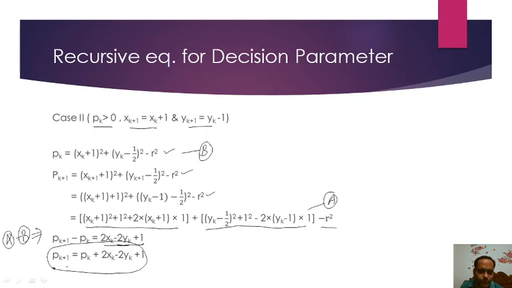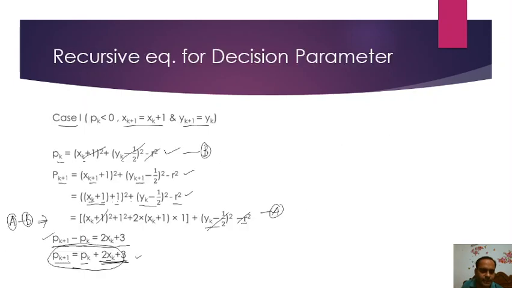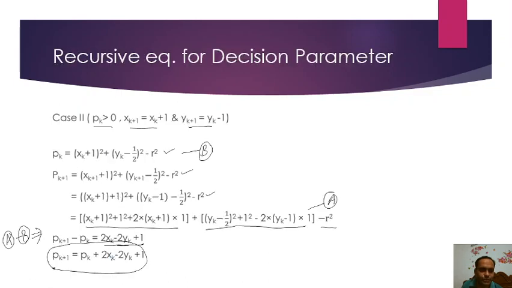So first of all we will identify the case. If it is case 1, then we will use this recursive equation for finding the decision parameter for the next point. And if it is case 2, then we will use this equation for the decision parameter for the next point. But where to start?